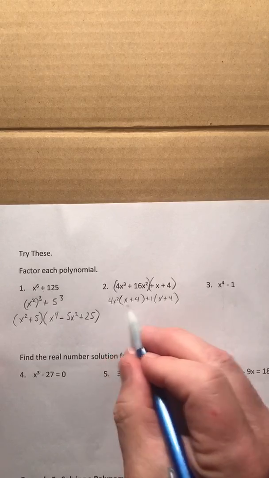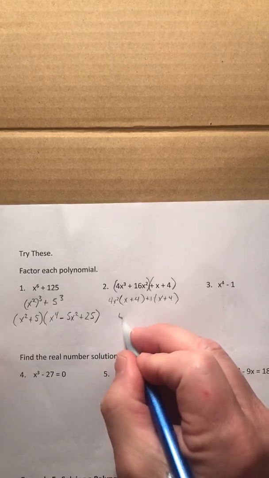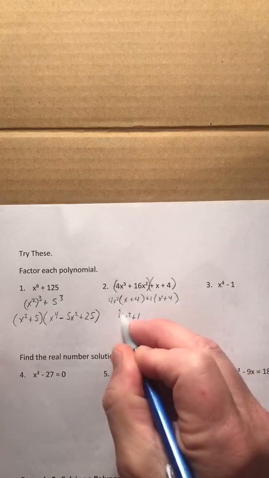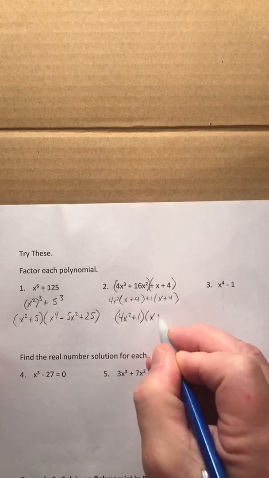So now we group what's in front again. So the 4x squared with the plus 1. And then bring down an x plus 4.